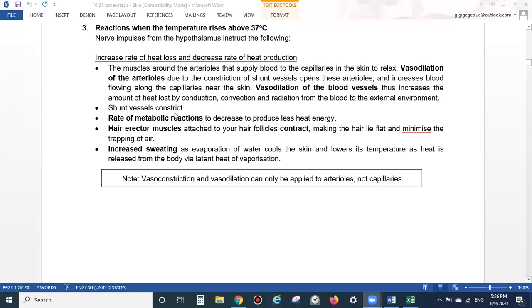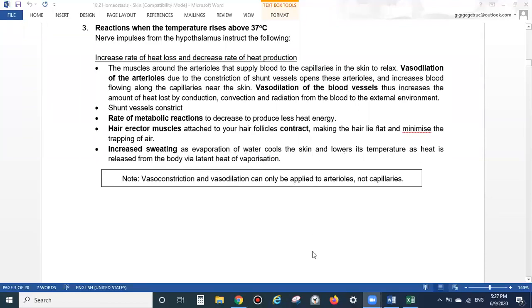Shunt vessels will constrict. I'll tell you more about shunt vessels later. The rate of metabolic reaction decreases to produce less heat. And then the hair erector muscle will do the opposite. The hair erector muscle will relax, making the hair lie flat and minimizing the trapping of air. There will be increased sweating, so that the sweat, which contains mainly water, when it evaporates, will cool the skin and lower its temperature.